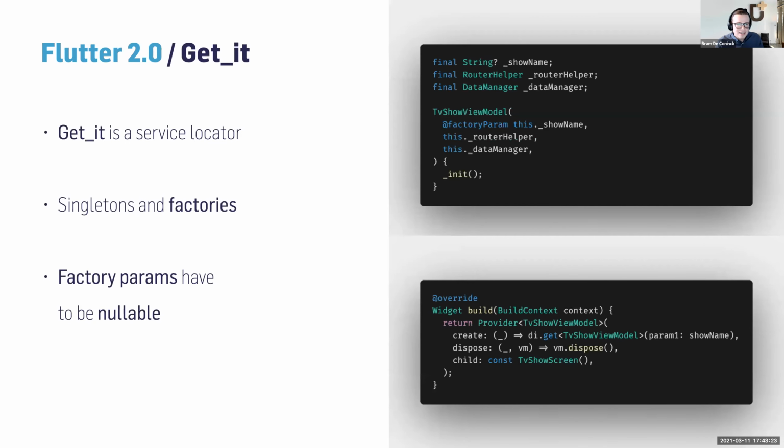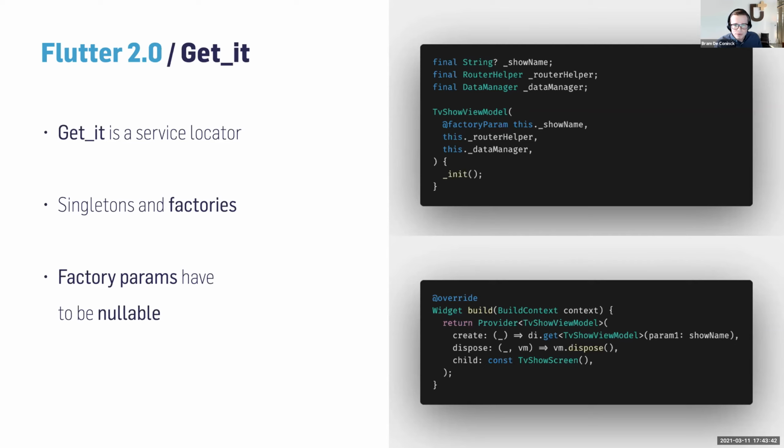Then the next thing, I'm not sure if you know this package, it's called getIt. I think it's actually quite big, and it's used as a service locator for dependency injection. So it's something that we do when using MVVM: create a view model, and the view model is created by a factory.